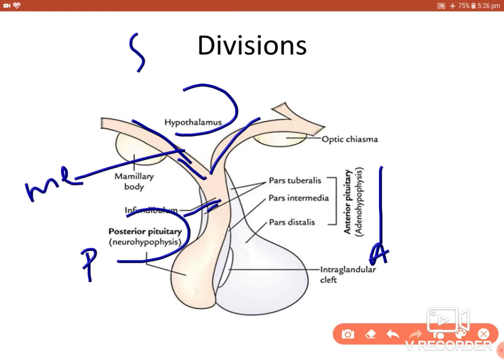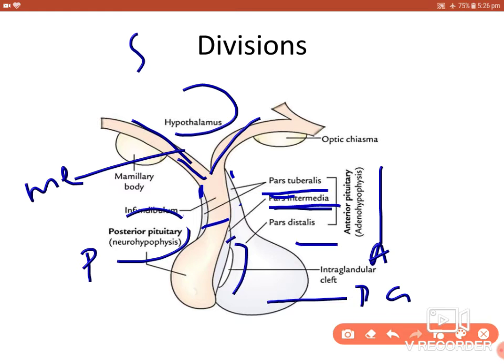So the adenohypophysis includes the anterior part, that is the pars anterior. Occasionally there will be an intraglandular cleft there. The part behind this forms the pars intermedia. Then the extension of the anterior part towards the infundibulum, which lines the anterior and lateral sides of the infundibulum, forms the pars tuberalis, the blue colored part. So the adenohypophysis includes the pars tuberalis, pars intermedia, and pars anterior.